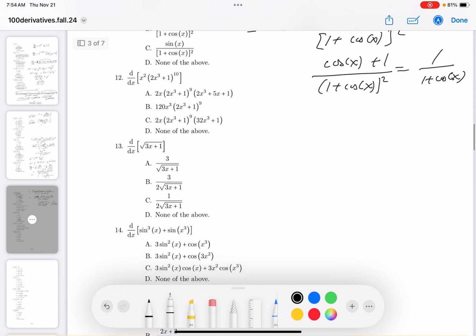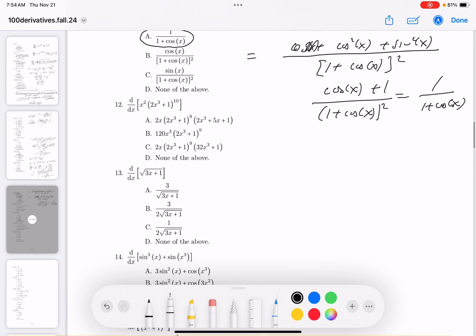Let me go to number 12. And number 12 is a product rule. And I'll write this down. I'm not going to say quickly, but I'm going to say 2x and then 2x cubed plus 1 to the 10th power plus x squared. And it's going to be a 10. I'm using the product rule. 2x cubed plus 1, 9th power. And the derivative of the inside is going to be 6x squared. And mistakes can happen easily.